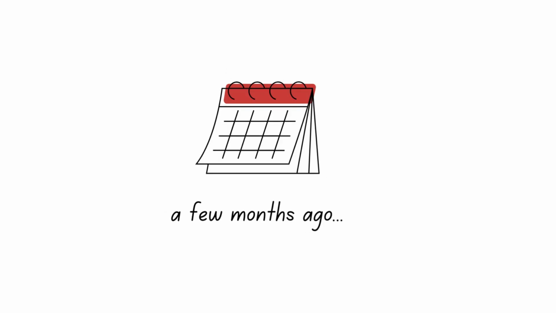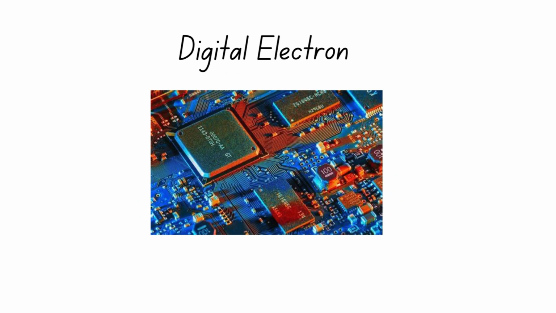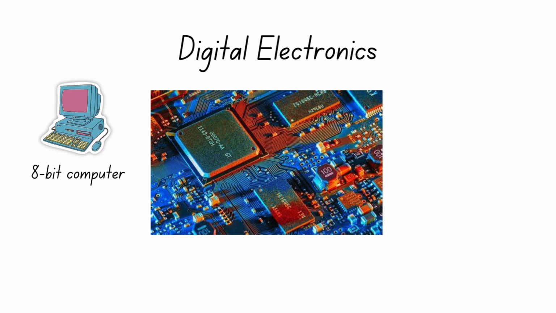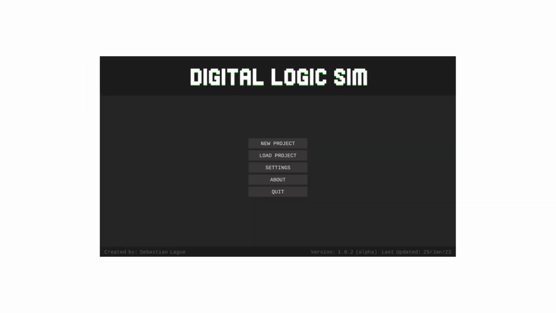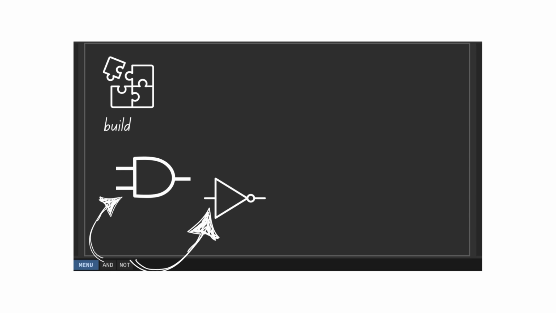So, a few months ago, I started learning some basic digital electronics and ended up building an 8-bit computer using this simulation software by Sebastian Leigh. This is all that the software comes with, just an AND gate and a NOT gate. I actually liked it this way because it allowed me to build everything from scratch, thus giving me a much more thorough understanding of how digital electronics work.